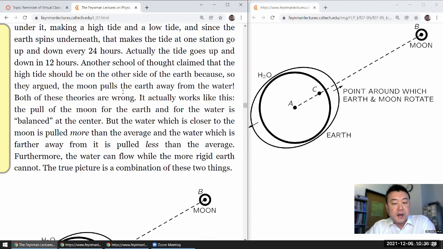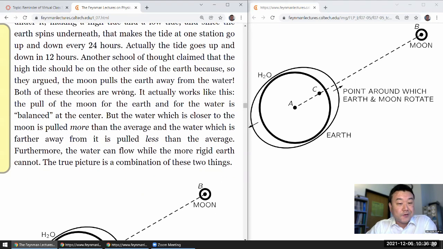Another school of thought claimed that the high tide should be on the other side of the Earth because, so they argued, the moon pulls the Earth away from the water. Both of these theories are wrong. It actually works like this.